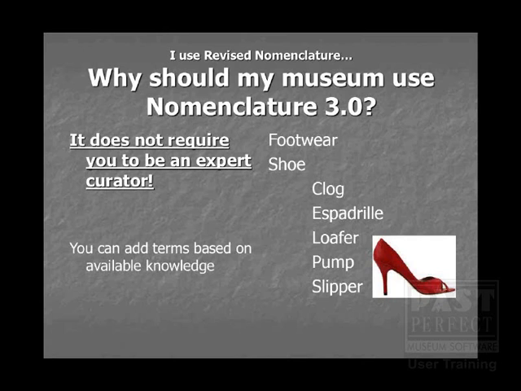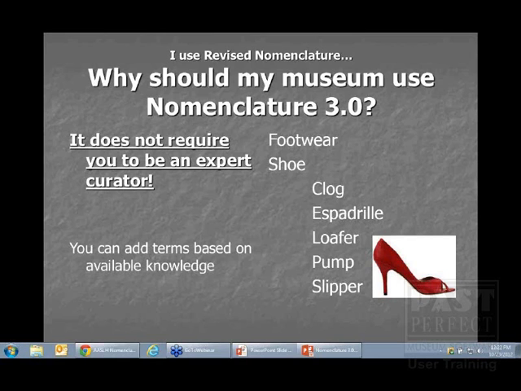Another reason to use it is you don't have to be a content expert to assign object names. You can assign general or more specific object names based on your knowledge of the artifact being cataloged. For example, if you only know that a shoe is a shoe and that a shoe is footwear, you should assign the object name of shoe. Now, if you know the more specific type of shoe, such as a pump, you can assign it the object name of shoe, comma, pump. Past Perfect will autofill the rest of the hierarchy of the lexicon for you automatically, and we're going to show you some examples of that in a little bit.